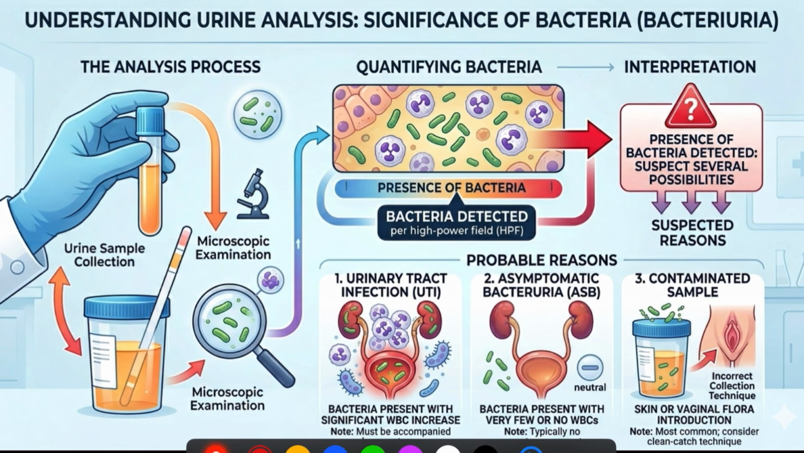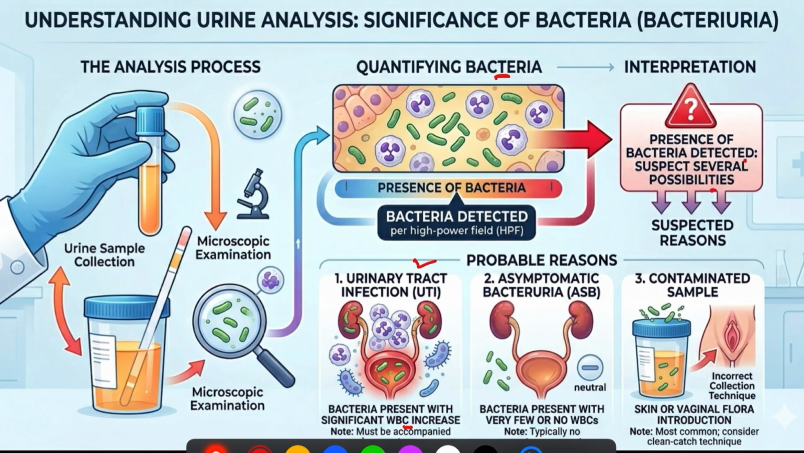Then next we have to focus upon the bacteria. You might have seen results like nil, 1 plus, 2 plus, etc. If the presence of bacteria is detected, there might be several possibilities. For example, there might be an actual urinary tract infection by the bacteria appearing in the sample. Here the associated finding will be an increase in the WBCs as we have seen previously, and there should be clinical symptoms as well to consider urinary tract infection.